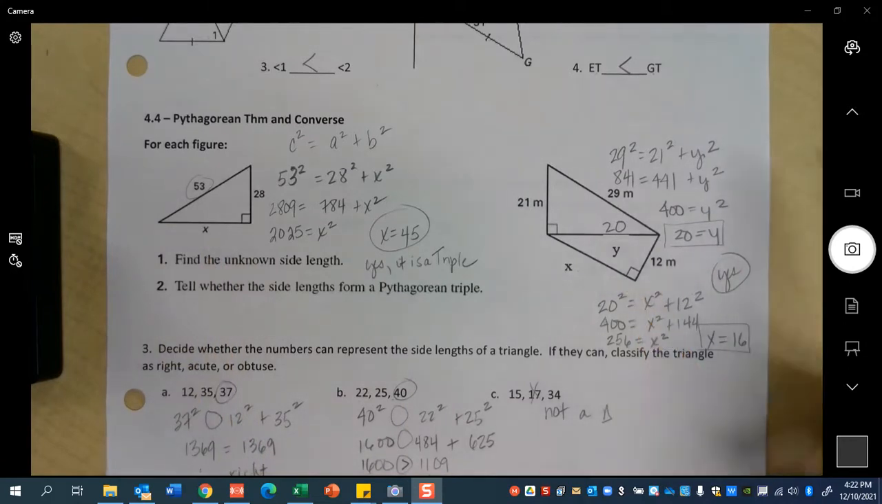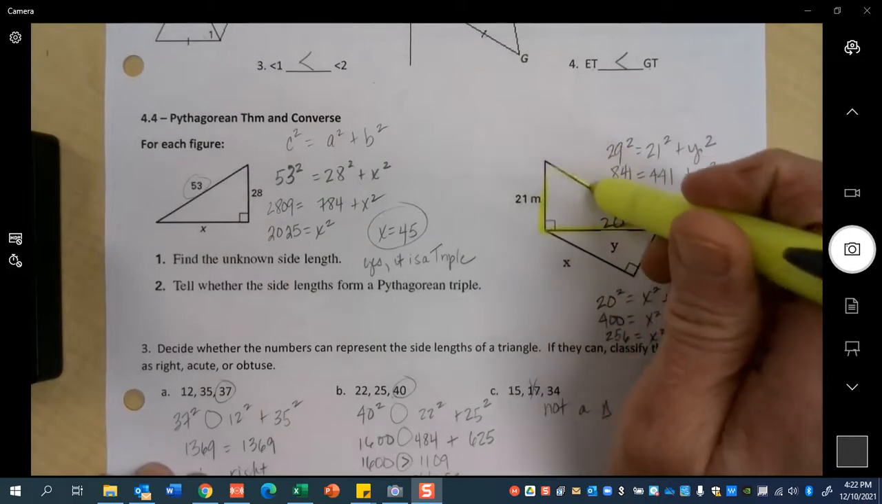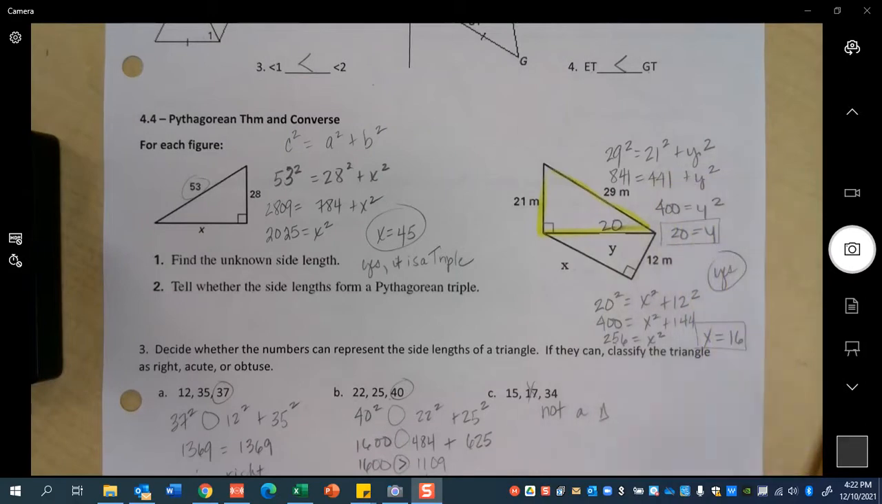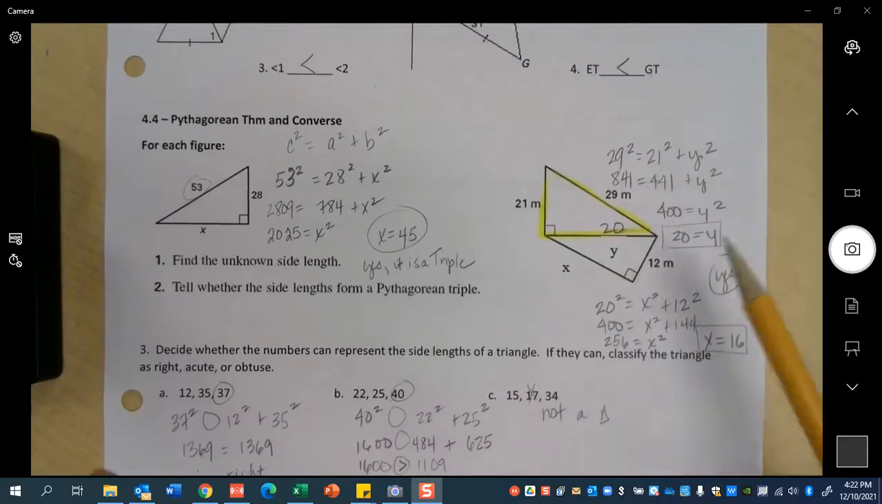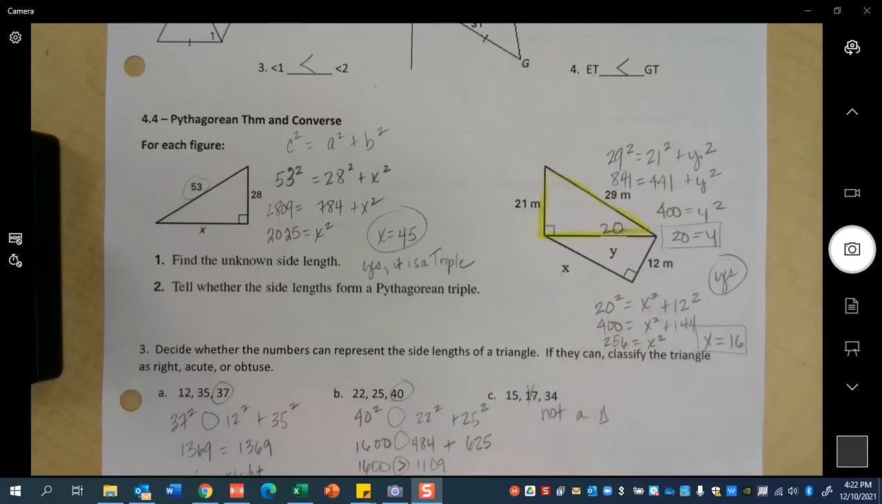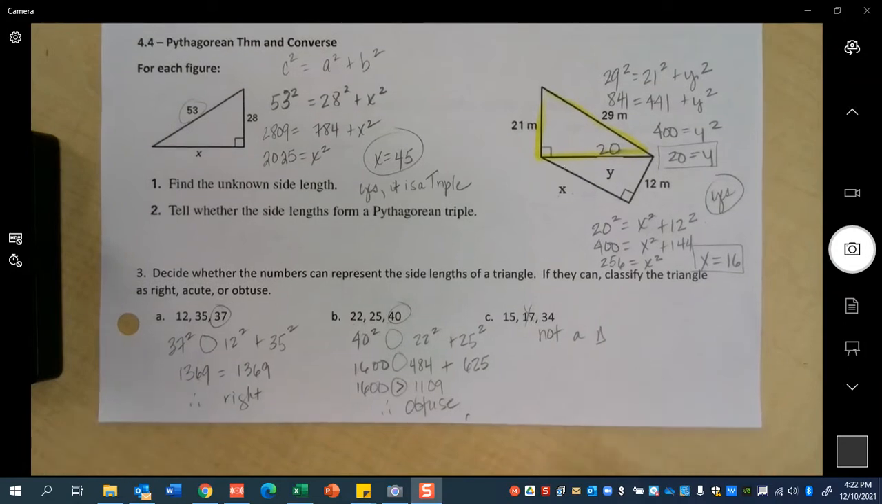This one's kind of tricky because I have two right triangles together. So my first right triangle, I have to solve for y. So 29 squared is equal to 21 squared plus y squared. So y has a value of 20. Once I know that, I can come down here and solve this triangle for x. Y is my hypotenuse.